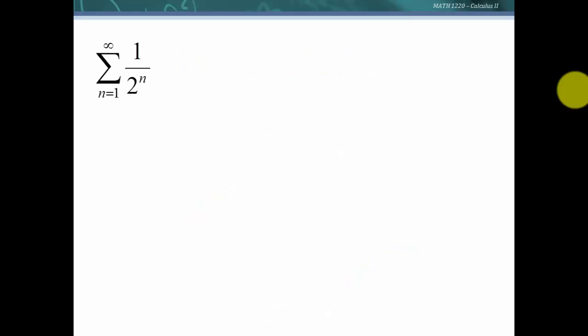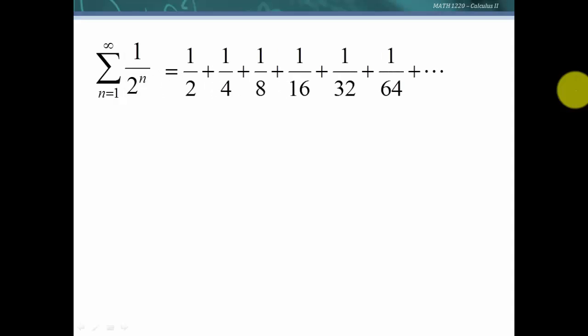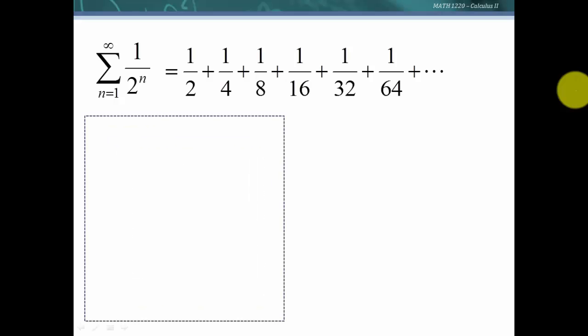So let's look at this series. And as we look at this series, we can see that the terms, if we put in 1, we'd get a half, plus we put in 2, we get a fourth, and so forth. As we look at this, it goes to infinity, but let's look geometrically here. Here I have a unit square. It measures 1 by 1, and I'm going to put the first term in here, which is 1/2 of that. So I'm going to shade 1/2. So the sum of the first term is 1/2.